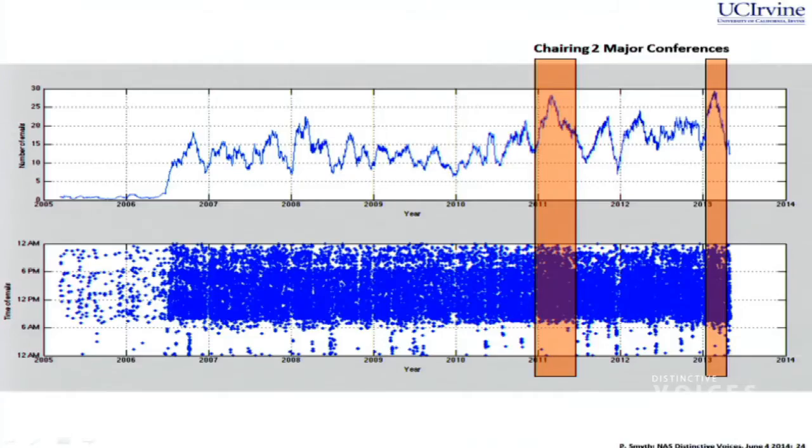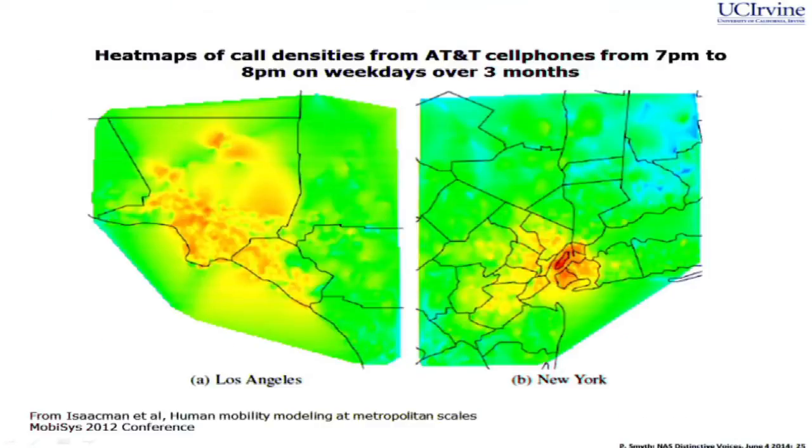I chaired 2 conferences, and these are 2 of the peaks, so on and so forth. There's interesting personal data, so it's not all the stuff that Google owns. We have our own data. The phone companies are another set of companies that have a lot of data. They have spatial data about us.